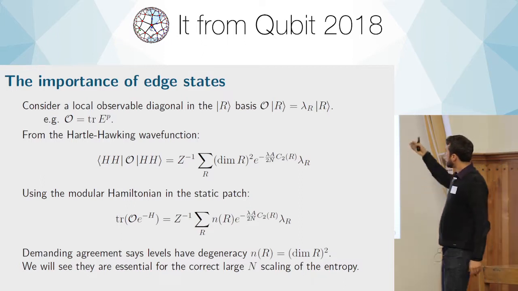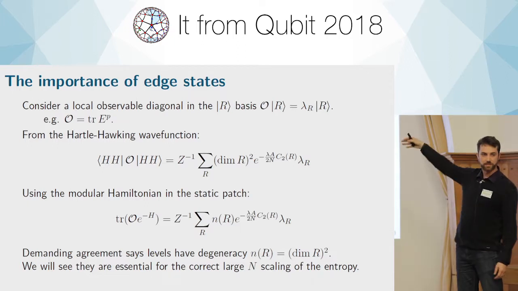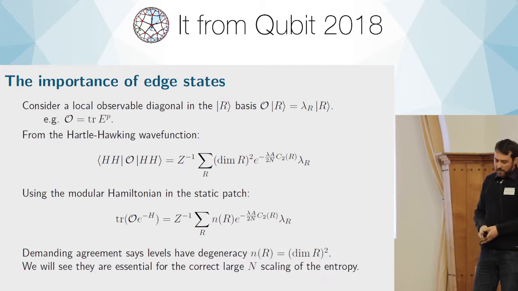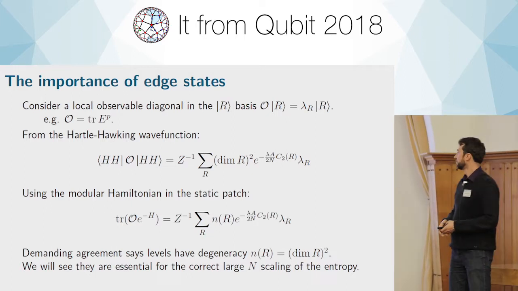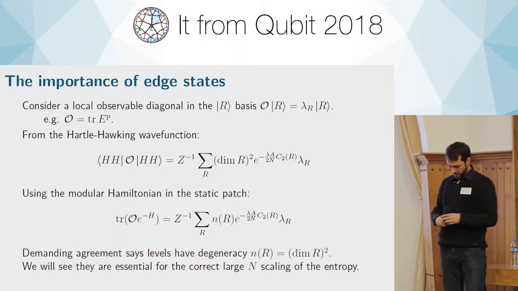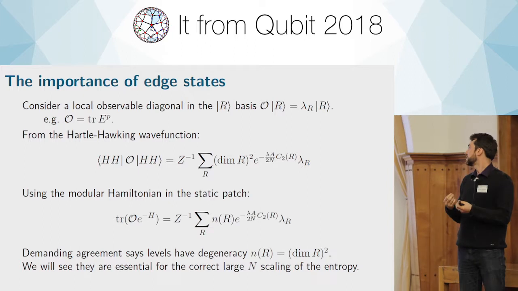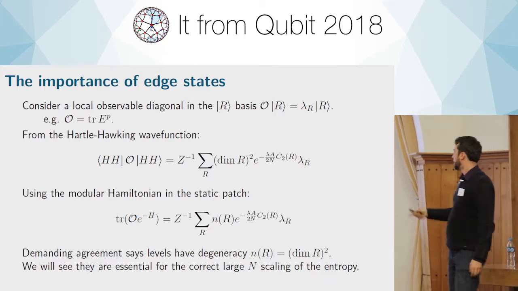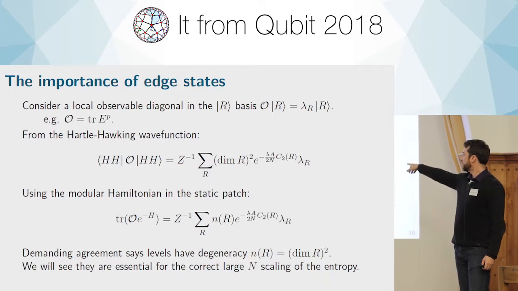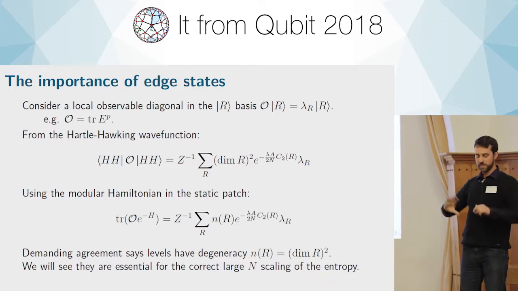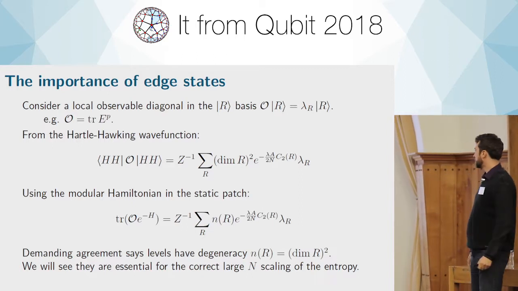To see that, one can consider some local observable, for example, the trace of the electric field. And one can calculate it two ways, either just from the Hartle-Hawking wave function. So that's the first line here. Or one can use the modular Hamiltonian in the static patch. And that's the second calculation, where I've used the fact that we know what the Hamiltonian is as a function of the electric field. It's just the trace of E squared.